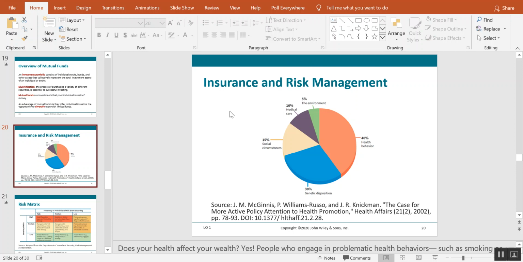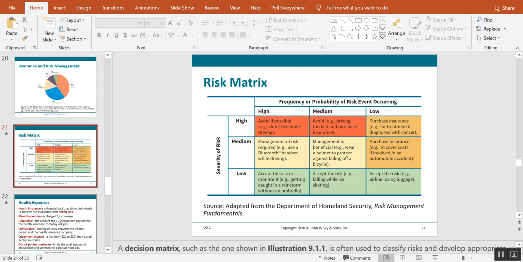When we talk about insurance and risk management, some of the things that we do, our health behavior impacts our health in a greater way than any other thing we can do. So you have genetic disposition here and some other things, but the biggest slice of this pie is our health behavior. What do we do that keeps us healthy? And here in this risk matrix, you can see the frequency of something happening along with the severity. So if it's a high frequency, high severity event, then you need to avoid it if possible.